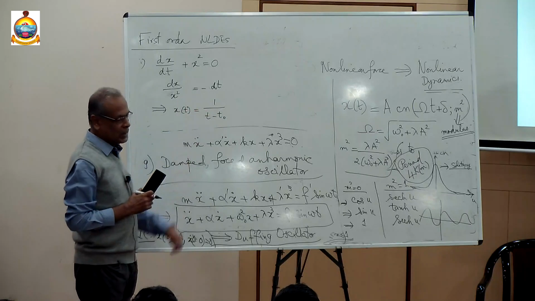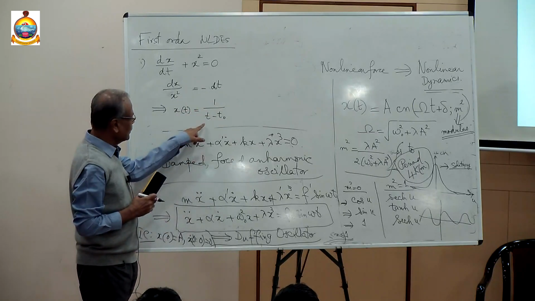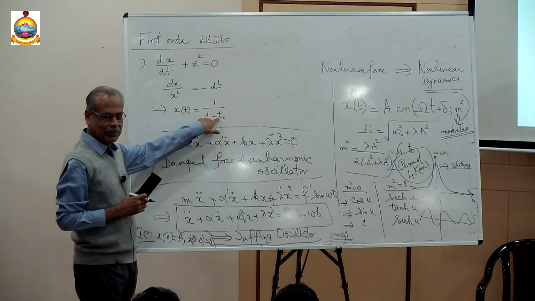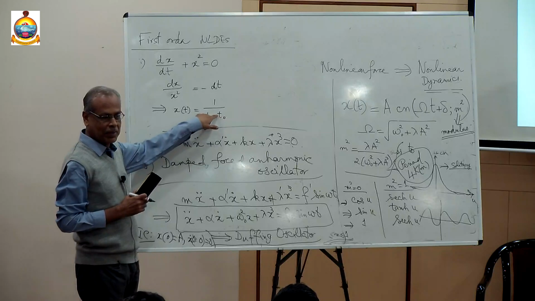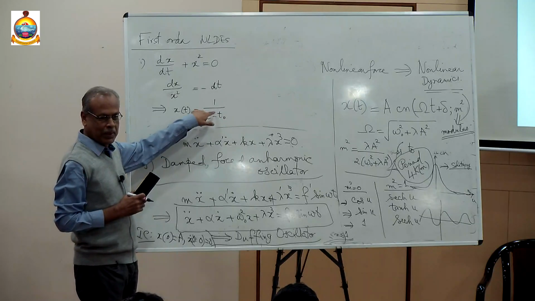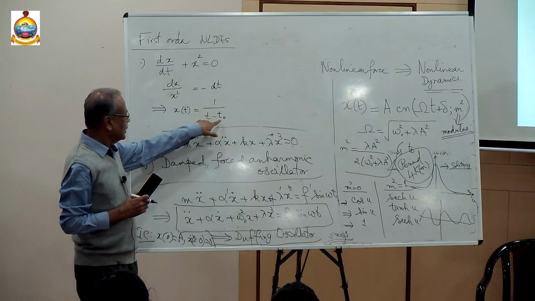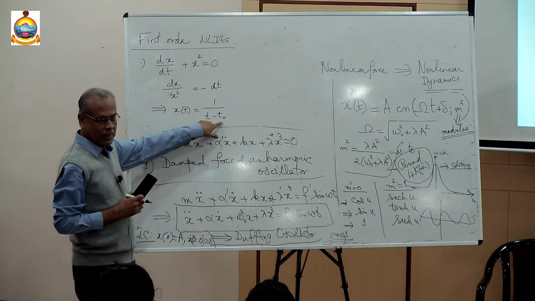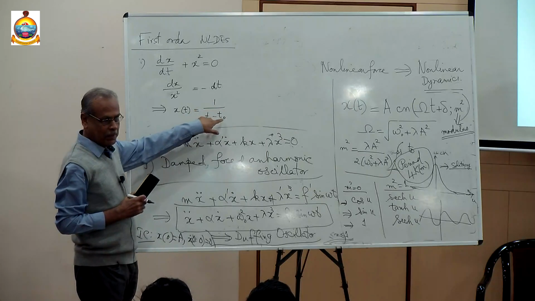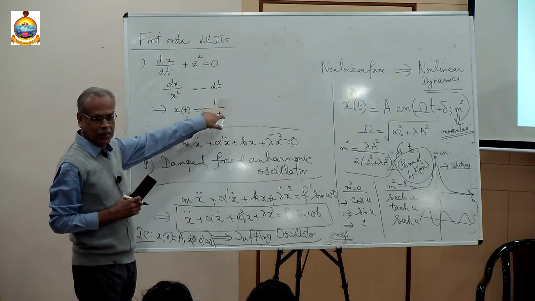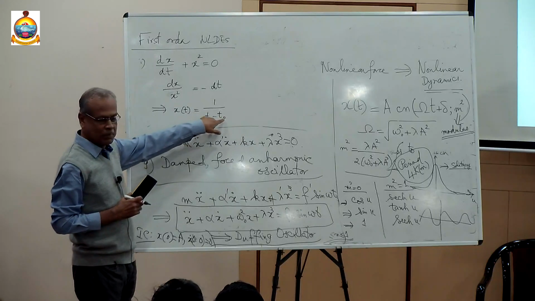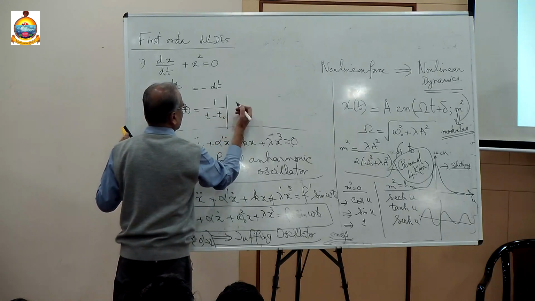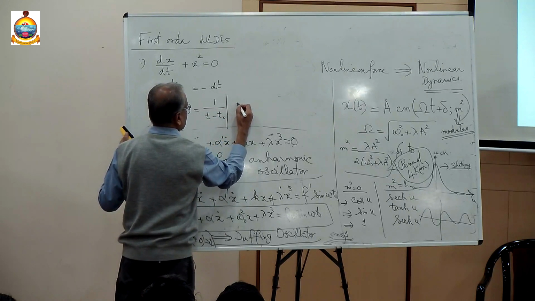So what do you observe here? If you extend this solution in the complex t plane, this solution characteristically depends on the initial value. t naught is the integration constant, the arbitrary constant that appears, and it depends on the initial condition. Your solution can become singular because t naught can be placed anywhere in the complex plane. At some point it will become singular. So this is a pole, a singularity.